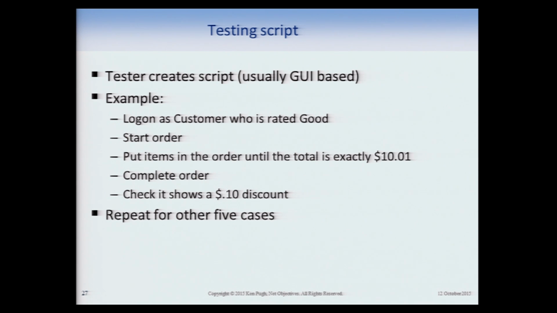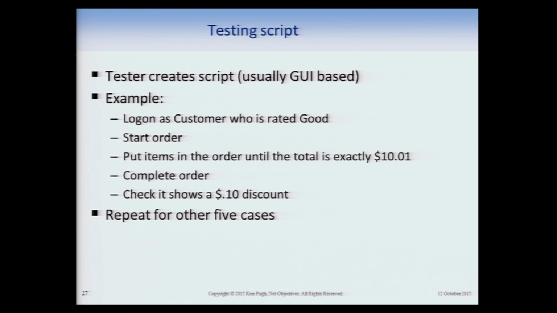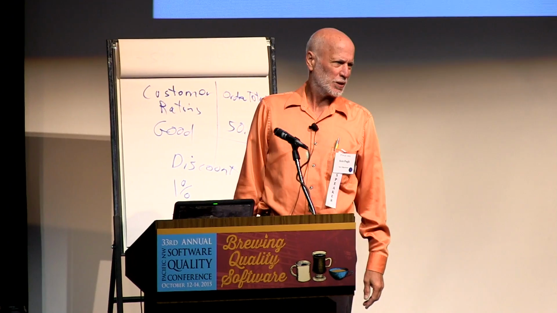A testing script. You log on as a user who's good. You enter an order of $10.01. You complete the order and you check that it has a 10-cent discount. Great. We have just completed one of the tests. There's only 5 more to go. Carpal tunnel syndrome. Okay. Yep, we've got to do it. This does not sound good.